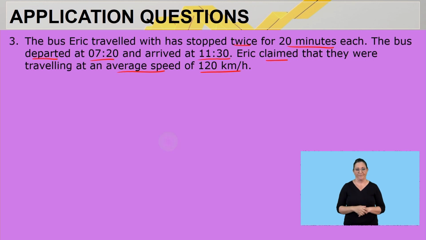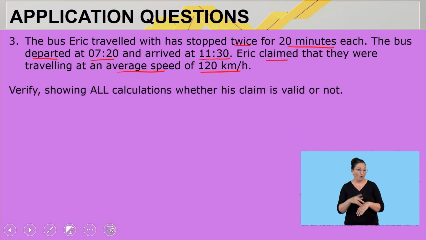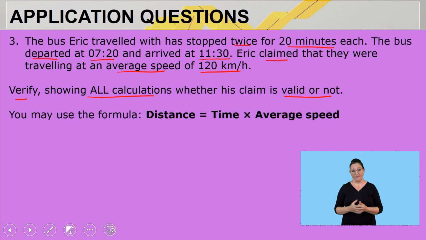All right, now let's see what else is indicated here. It says further down, verify showing all calculations whether his claim is valid or not. Okay, then it also indicates to us you may use the formula distance equals time multiplied by average speed. Okay, so we know the claim was made that they travel at 120 kilometers per hour. Now we need to establish, is that in fact true? Is that statement valid?